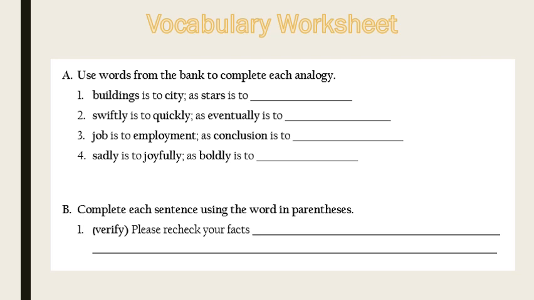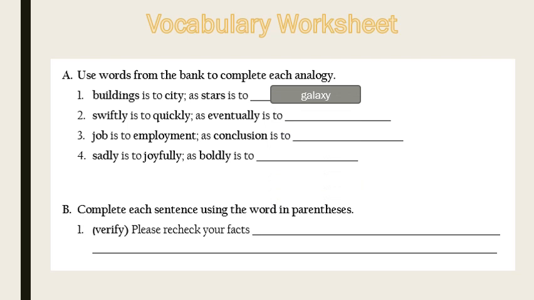Use words from the bank to complete each analogy. An analogy is when two words relate to each other either by synonyms or antonyms, or even there's a link between them. So number one, buildings is to city. In the city, I find what? Buildings. As stars is to... Stars, where do I find them? Since here I said buildings, I find them in the city. So stars, I find them in what? Or in where? In the galaxy for sure. So stars is to galaxy.